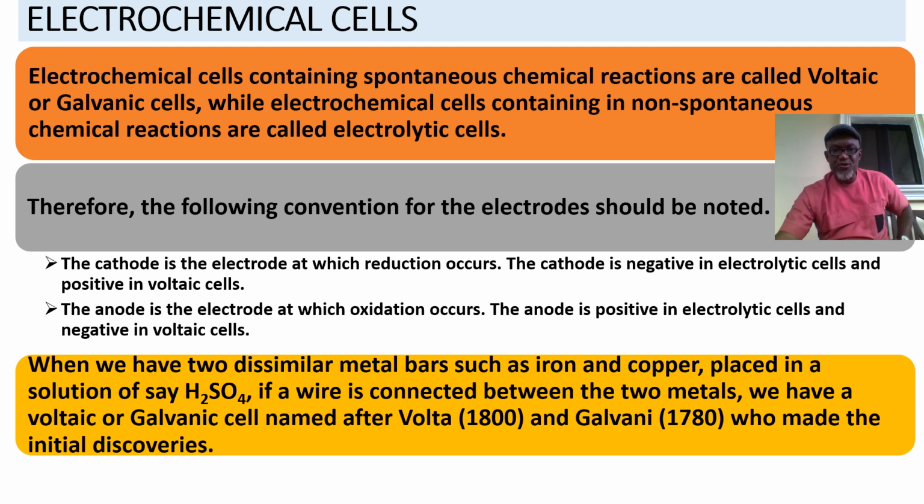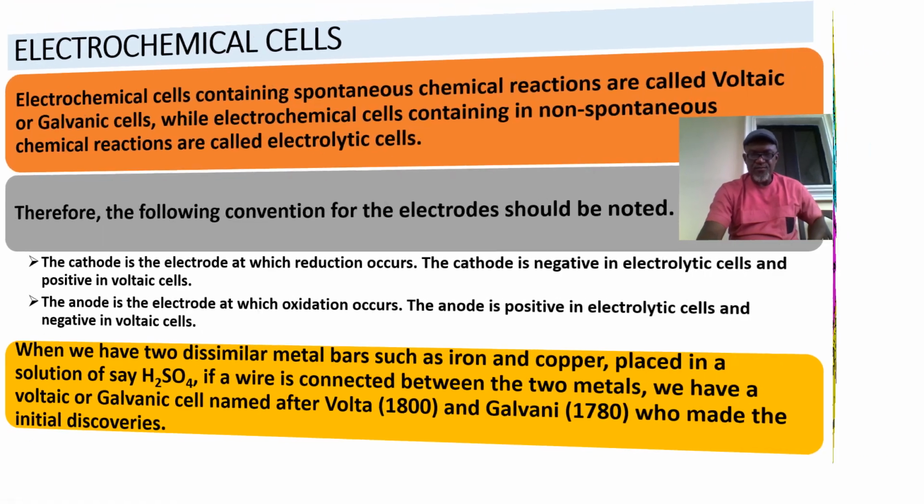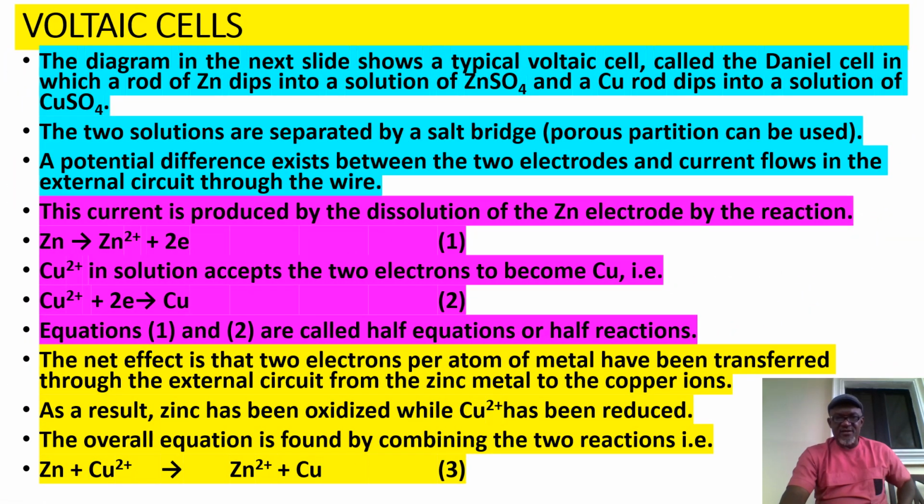So when we have two dissimilar metal bars such as iron and copper placed in a solution of H2SO4. Now this H2SO4 is electrolyte, and if a wire is connected between the two metals, as in voltaic or galvanic cell, because of, like I said, Volta and Galvani, these people who are the first who worked on these kind of cells. Now, voltaic cell, we are going to see a good example of the voltaic cell, the Daniell cell, which is made up of zinc in zinc sulfate electrolyte, and then copper electrode in copper sulfate electrolyte. Now, the two solutions are separated by a salt bridge.